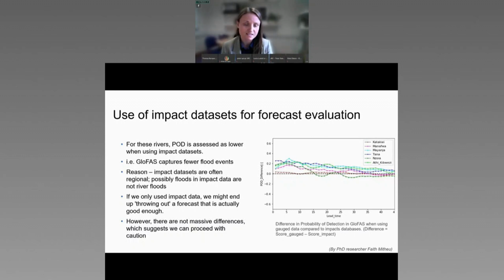So what this is telling us is that if we only used impact data, we might actually end up throwing out a forecast that is actually good enough. But really, I think this is quite promising for those locations where we don't have gauge data to give us some indication of the robustness of the forecast.